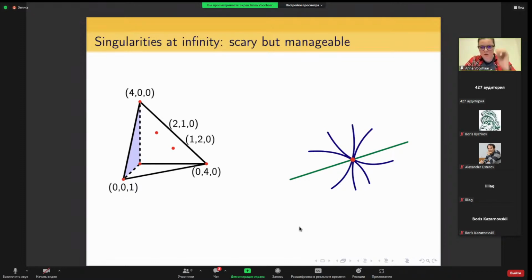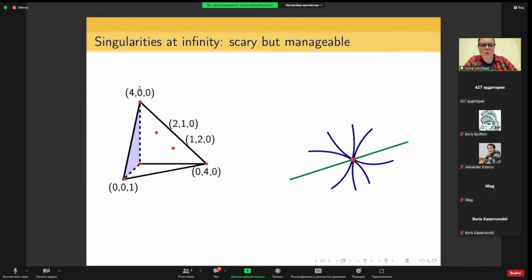all this information about the type of the singularity, I can capture from the picture on the left. So how do I do that? I start with this facet, gamma. I call it gamma. I didn't put the notation gamma, I'm sorry, but it's a facet.